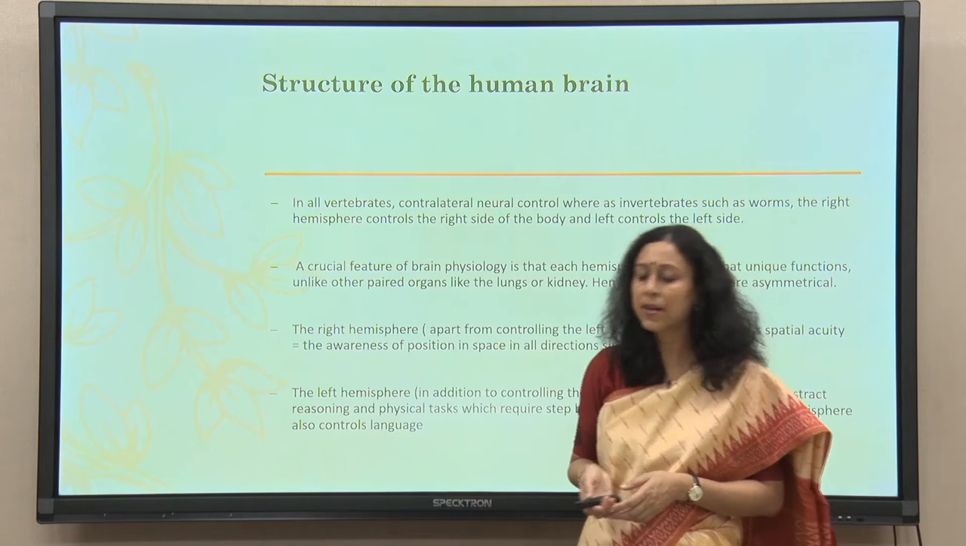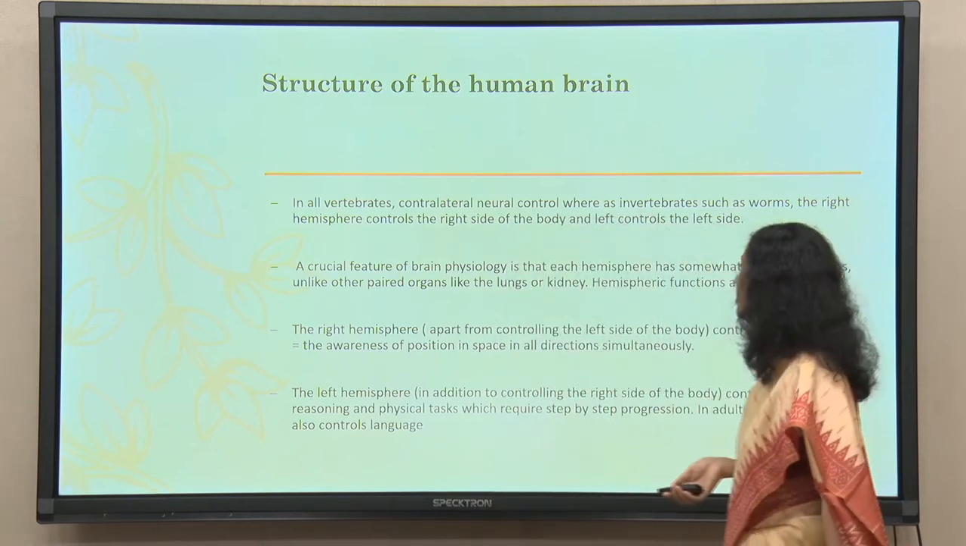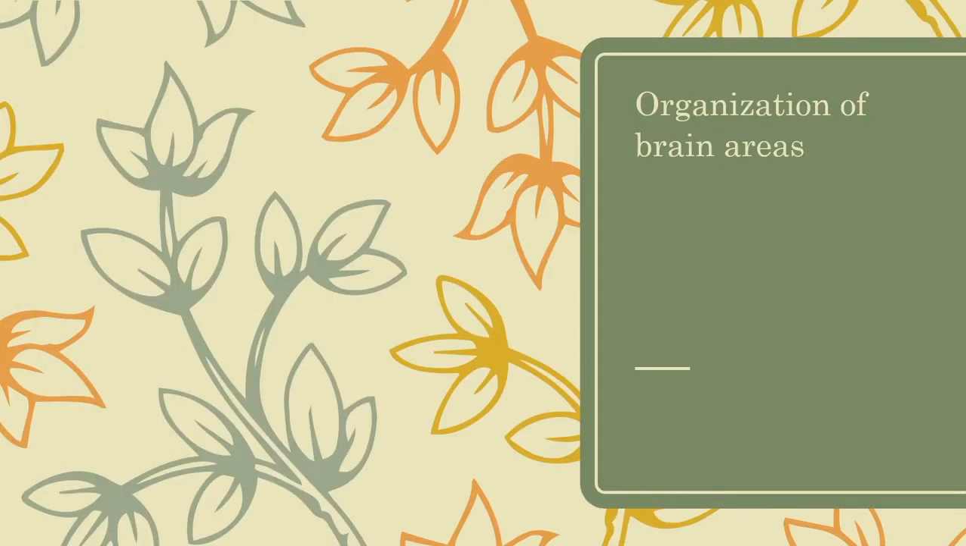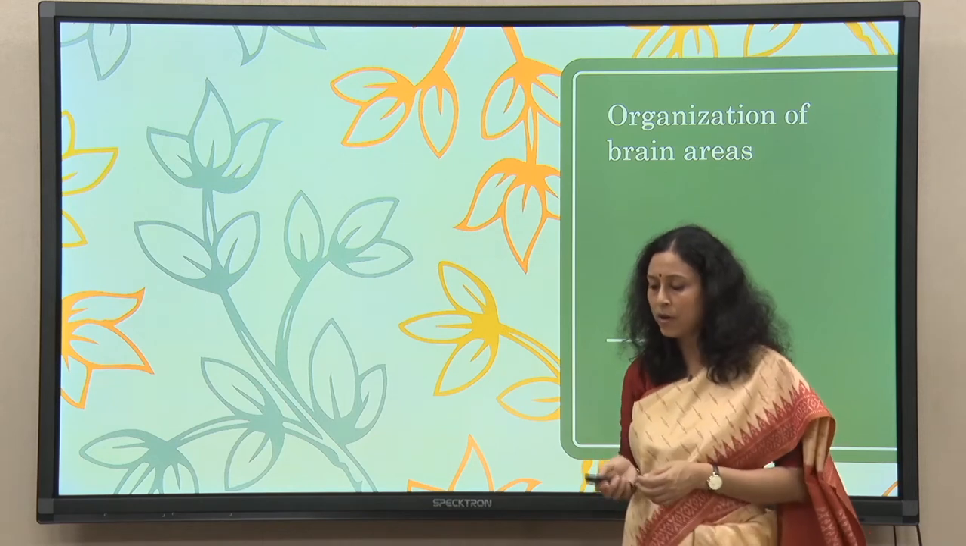So, the right hemisphere, apart from controlling the left side of the body, also controls spatial acuity, the awareness of position in space. As you move in space, the brain keeps a map of the movement and of your position at all times, in all directions simultaneously. Similarly, the left hemisphere, in addition to controlling the right side of the body, also controls abstract reasoning and physical tasks which require step by step progression and so on. And for us, what is more important is that the left hemisphere also controls language. So, these are the fundamental building blocks on which we will move on now.